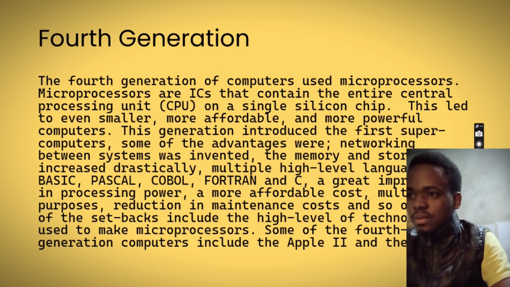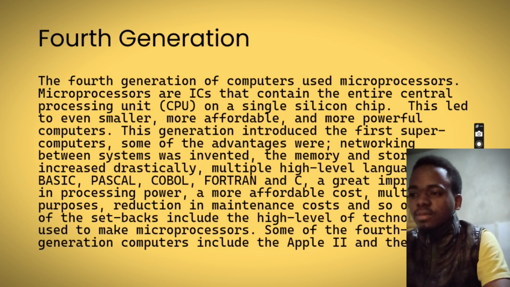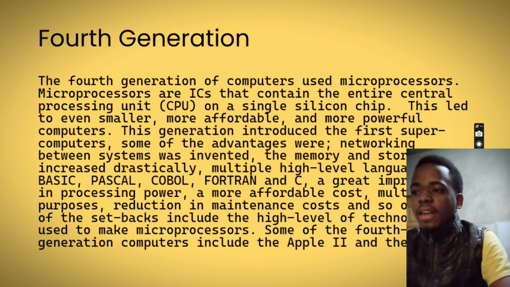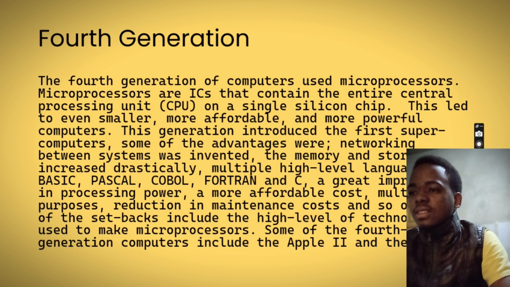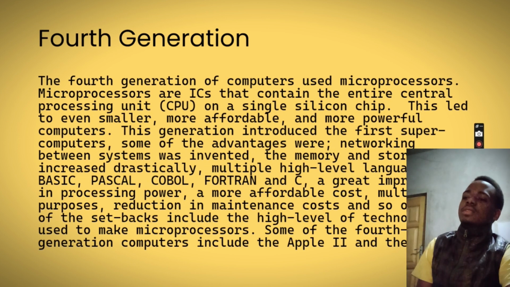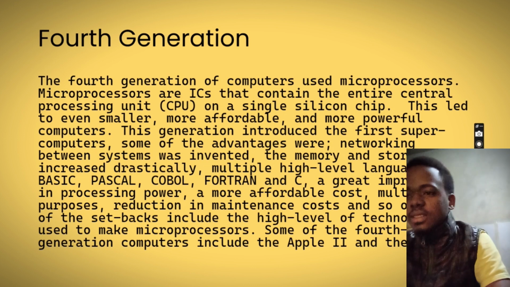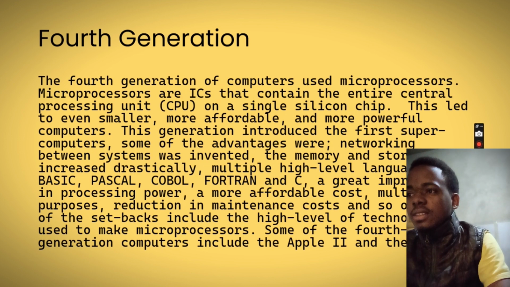Above all, the computers were now portable, meaning they could now be used personally. This is beautiful. For the setbacks, maintaining the integrated circuit was difficult, and these computers still required air conditioning for cooling. Some of the third generation computers include the IBM 360 and the CDC 6600. And it wasn't until around 1972 that the fourth generation came in. Let's hop in and see that.